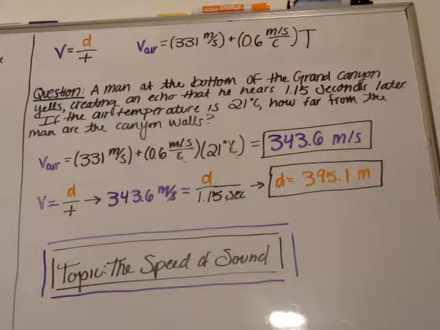And our question is, a man at the bottom of the Grand Canyon yells, creating an echo that he hears 1.15 seconds later. If the air temperature is 21 degrees Celsius, how far from the man are the canyon walls?